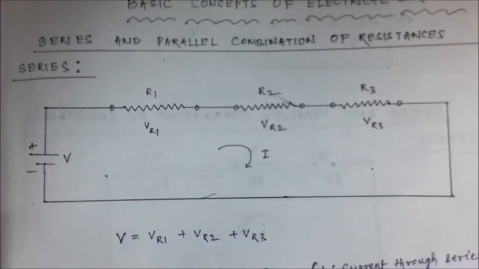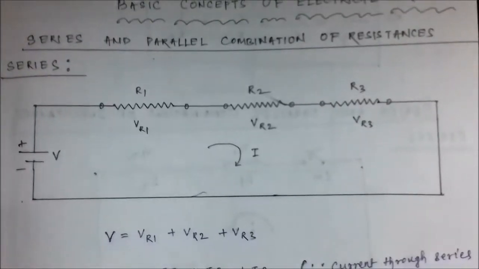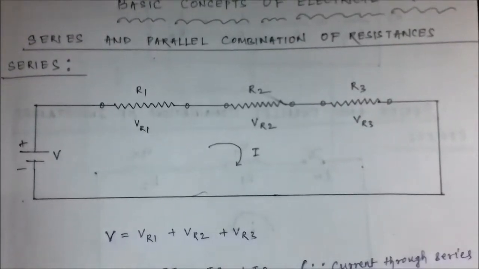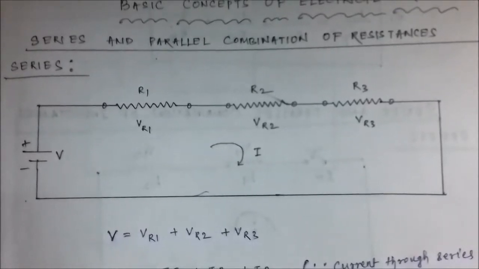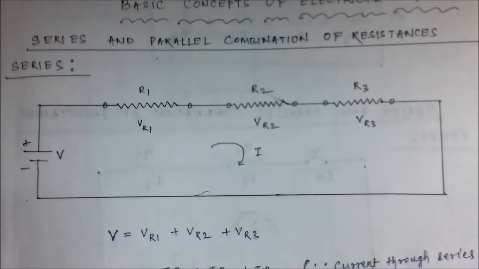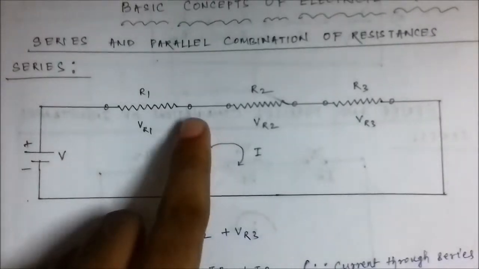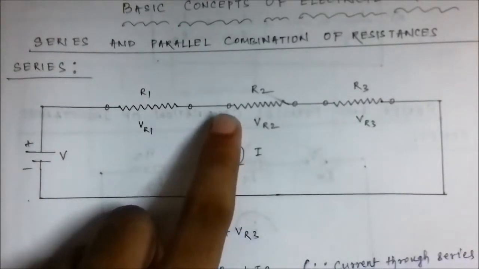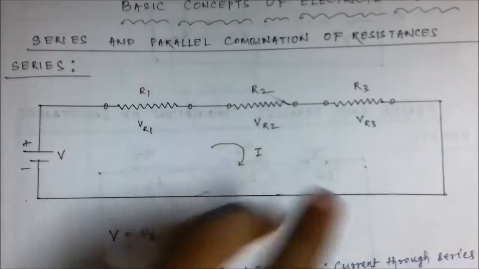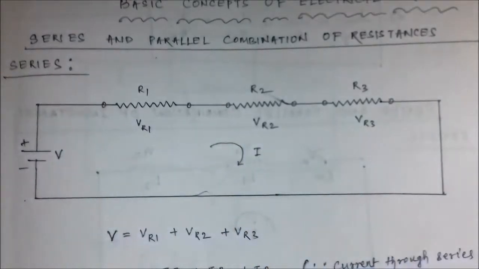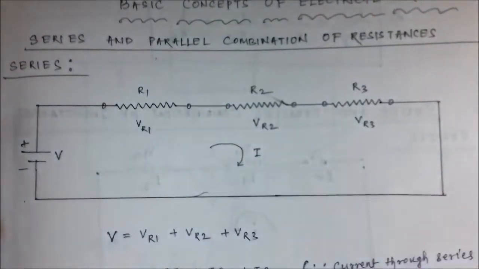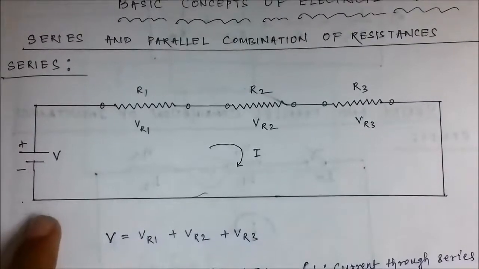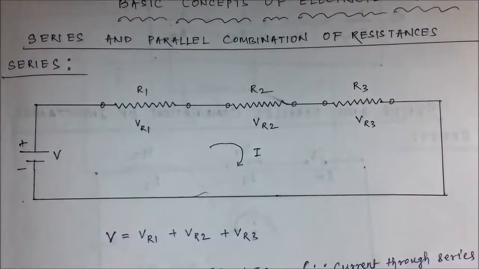So as you see in this circuit diagram, we have three resistors R1, R2 and R3 connected back to back, with the tail end of one connected to the beginning end of the other. This is the series connection of resistors. Now these three resistances connected back to back are supplied from a DC voltage source V.